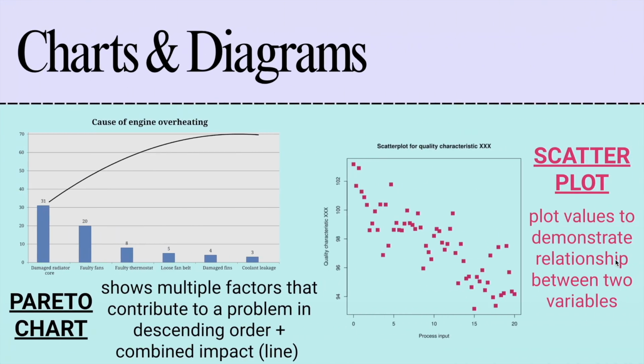A Pareto chart is kind of like a fishbone diagram in that it shows multiple factors that contribute to a problem. But what is different is that it actually ranks these contributing factors based on how much they contribute to a problem. So it shows you where is the best place to focus your energy in order to target a problem.